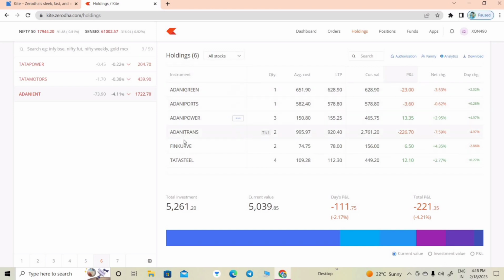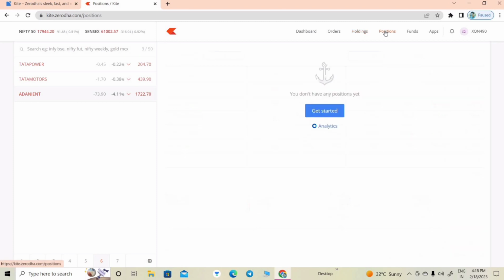So each holding we have kept for a long time is shown here. Intraday positions we can see in the Positions tab. We can see the corresponding position here by using the Positions tab, and the intraday trading option we have only seen in the Positions tab.